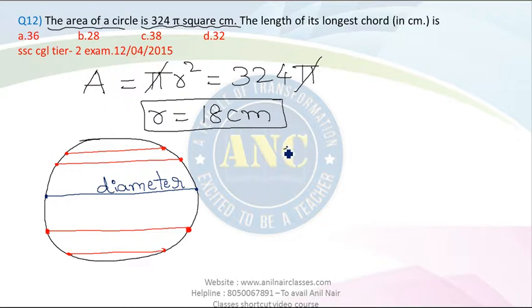If radius is 18, diameter is nothing but double of radius. Answer should be 36, right sir? Answer is option A. Original SSC CGL Tier 2 question in 2015. Is it difficult? I definitely think it's a very easy question, sir.